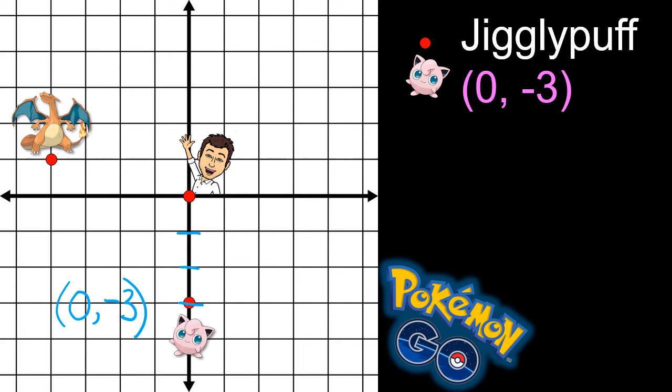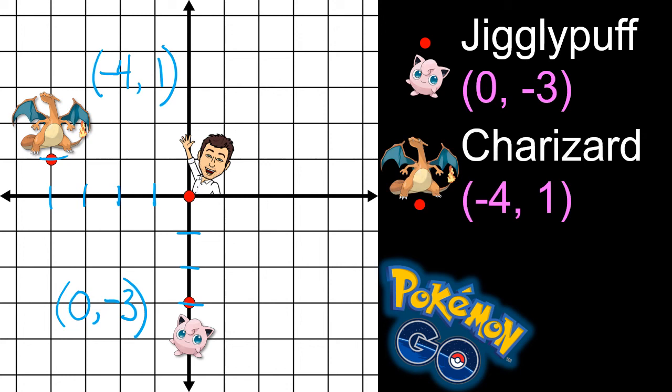Next up is Charizard. Let's get an ordered pair for him. Mr. Peterson is going to start in the origin, and he's going to walk to the left 1, 2, 3, 4. So the x-coordinate is going to be -4. And then for our y-coordinate, we're going to go up 1 to get us to Charizard. So that's going to be a +1 for our y-coordinate, giving us the ordered pair of -4, 1.